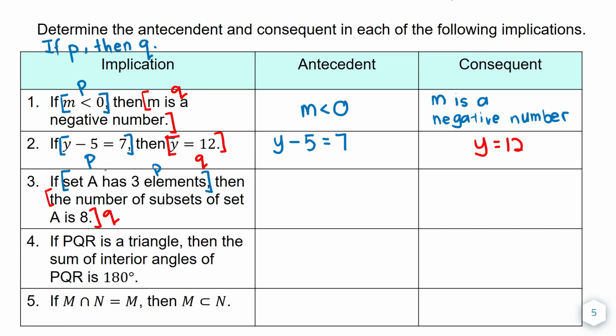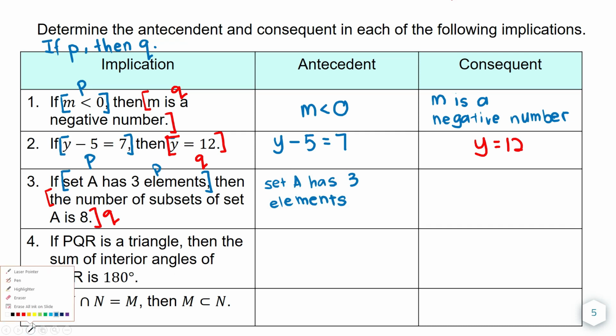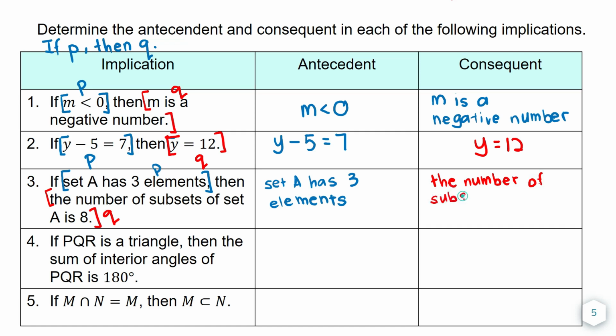What is the antecedent? Okay, right now you just have to determine the P and Q. P is the antecedent, 3 elements. Yes, P is the antecedent, which is set A has 3 elements. Right. Okay, for the consequent, the Q. Yes, the Q, which is the number of subsets of set A is 8.